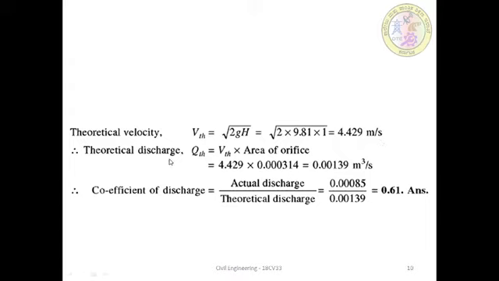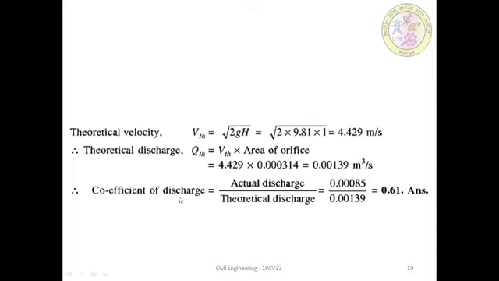Now based on the theoretical velocity, the theoretical discharge is nothing but the theoretical velocity into the cross sectional area of the orifice. The theoretical velocity was just calculated, and the orifice cross sectional area is also known. The product of that velocity and area of the orifice gives the theoretical discharge Q, which is calculated as 0.00139 meter cube per second.